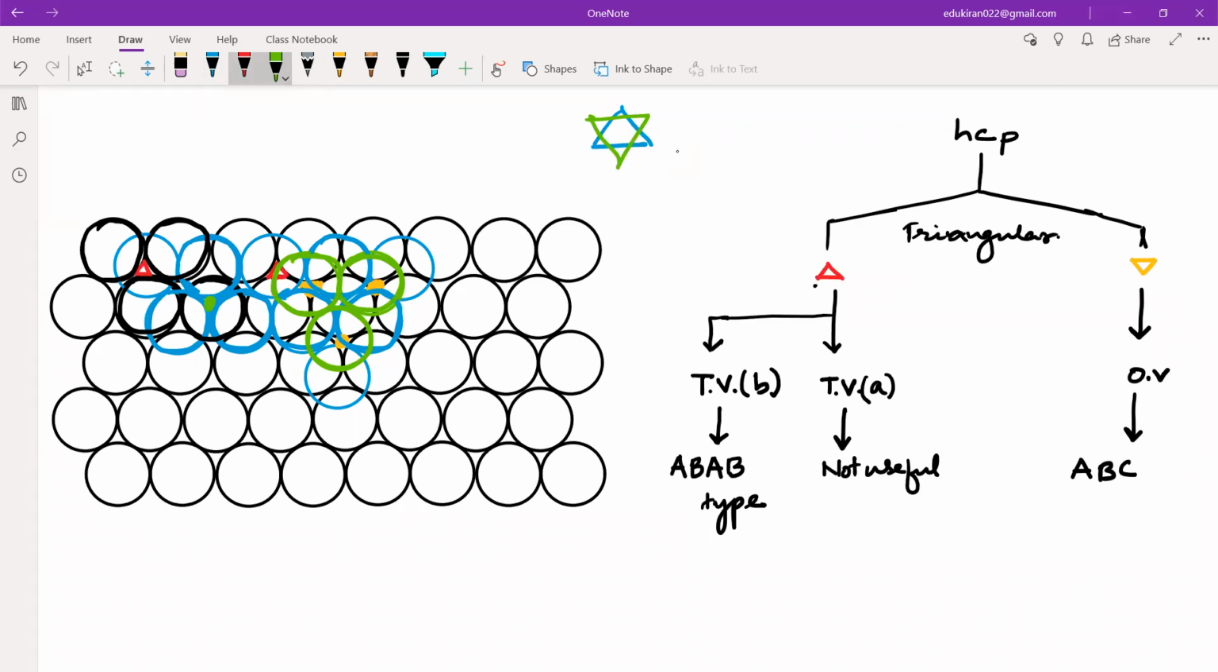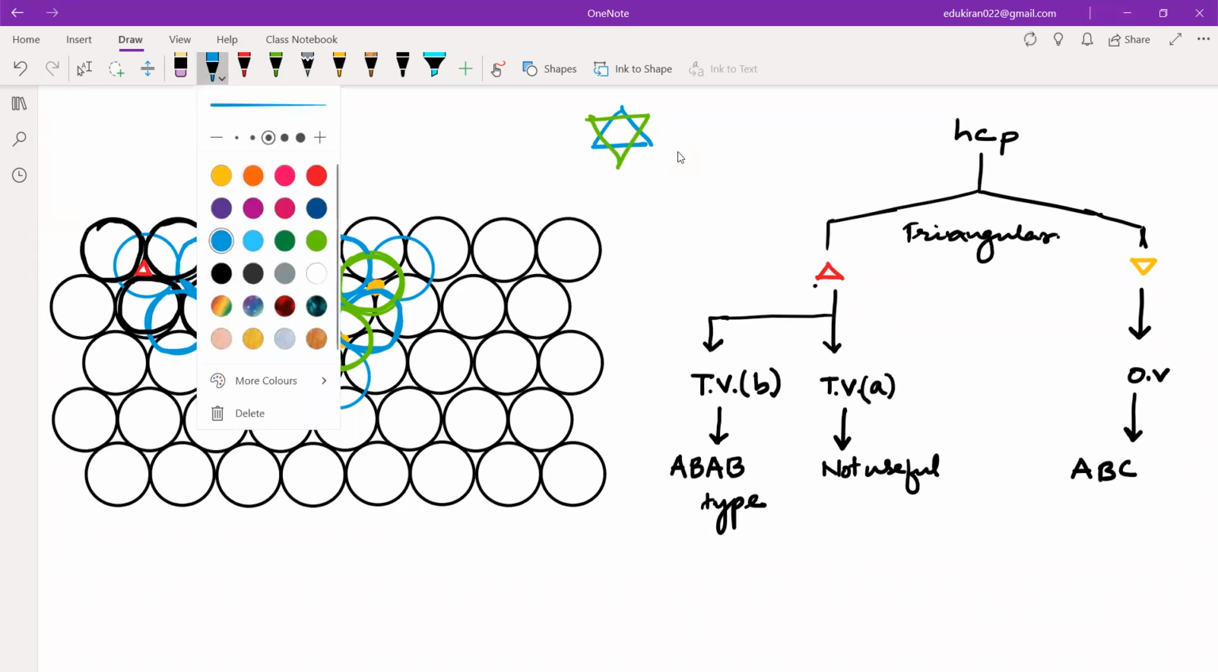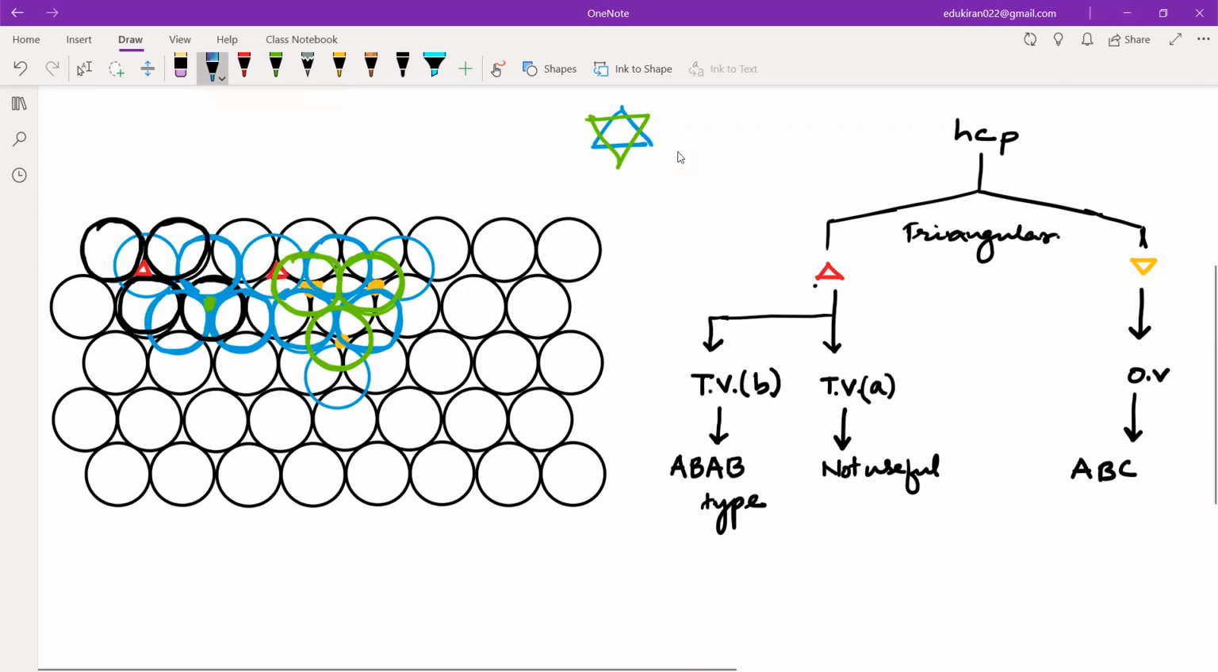Right. Now we have a new void that you can see. Let me take a different color. What color should I take for this one? So this is the new void, and this is an octahedral void, right? Correct? Yes or no? All of you can see this void, this new octahedral void. Now let us cover this void.